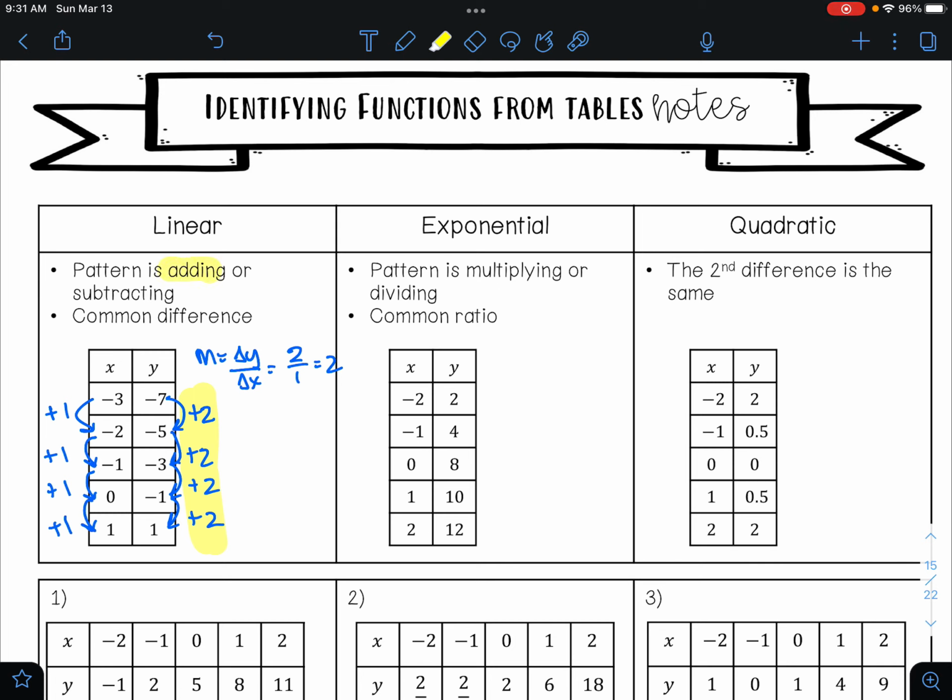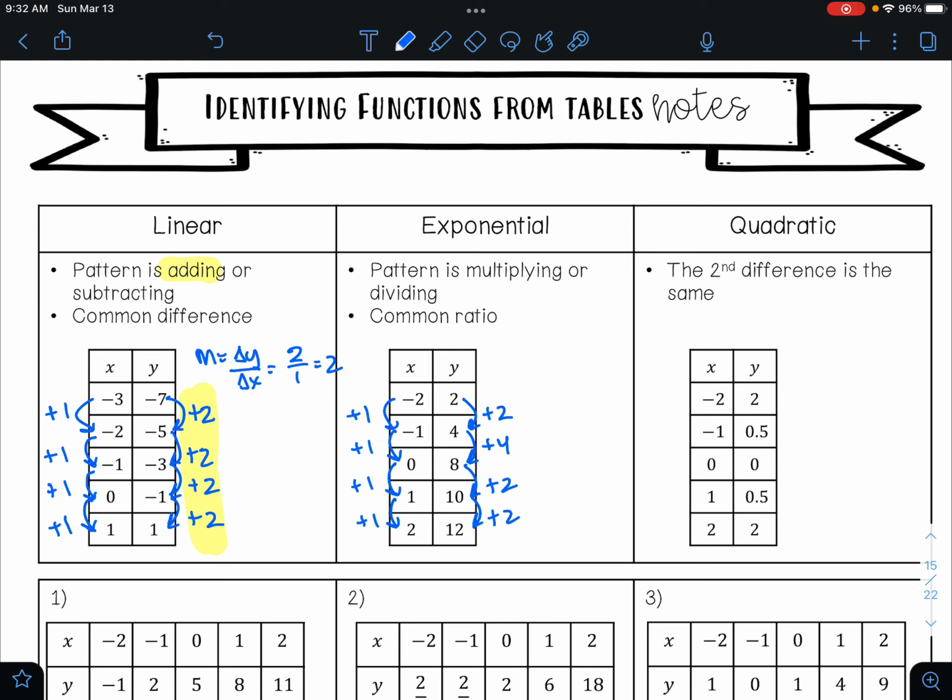If we look over here at exponential, to go from -2 to -1, I add 1. To go from -1 to 0, I add 1. To go from 0 to 1, I add 1. And to go from 1 to 2, I add 1. If I look at the right side for the y values, to go from 2 to 4, I add 2. To go from 4 to 8, I add 4. To go from 8 to 10, I add 2. And here, to go from 10 to 12, I add 2.